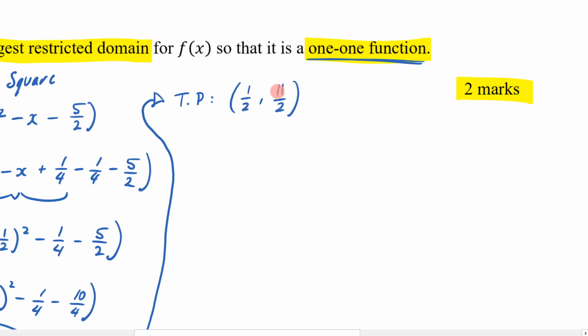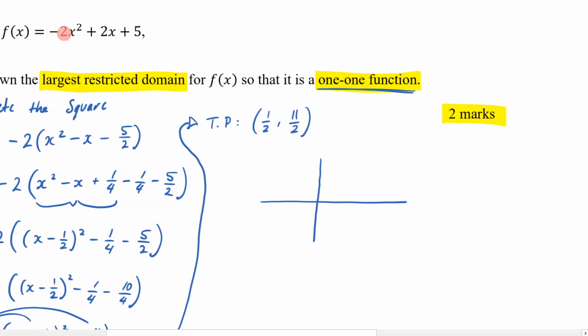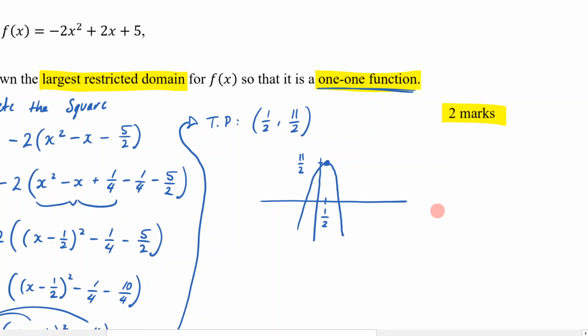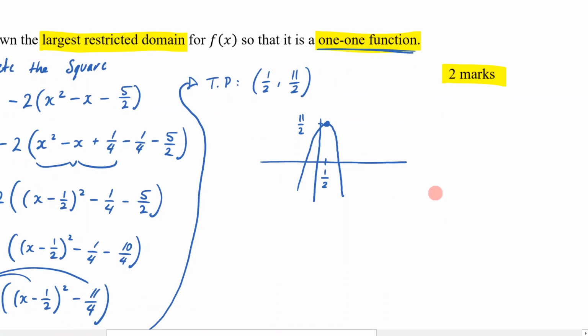Well, the fact that I know that this is my turning point, I can now just give this a little rough sketch. Like this, like this. Now, I know that because I have a negative out the front here, it's going to look something like that. It's going to be upside down. And this point right here, this is going to be a half. Then up here, this will be 11 on 2. Now, if I want to figure out what my maximal domain, or the largest restricted domain for a one-to-one function, remember, in order for it to be a one-to-one function, if I was to draw a horizontal line, it can only touch it once.